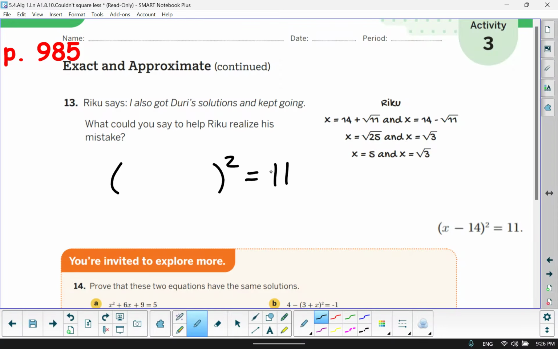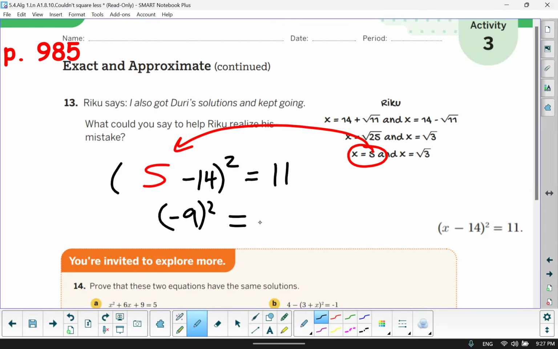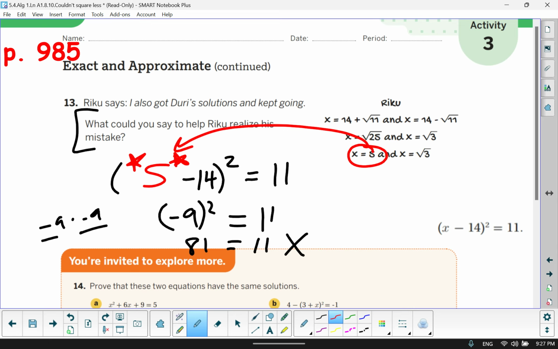What would we do to prove if something is true or not? We would take a number, and we would substitute it in. And in this case, 5 minus 14 is negative 9. And I surely bet that negative 9 times itself is not equal to 11. I'm also willing to bet that if we put square root of 3 in, it might not work either. So if you're looking to prove to someone they've made a mistake, what do we know? 2 words, substitute, and then finally, check. All you got to do is put the numbers in and see if it works or not.